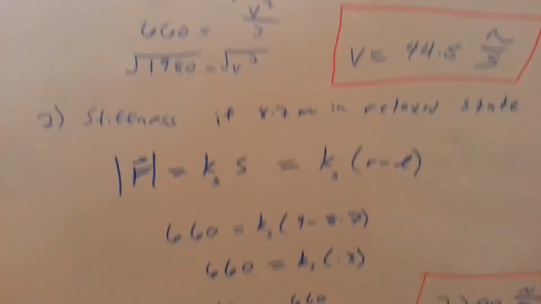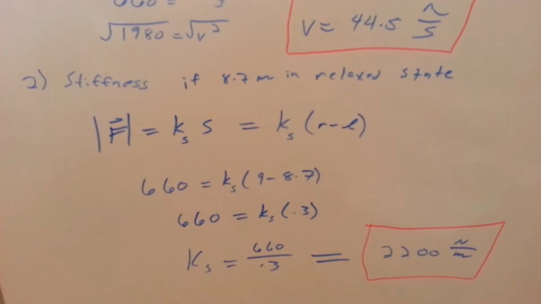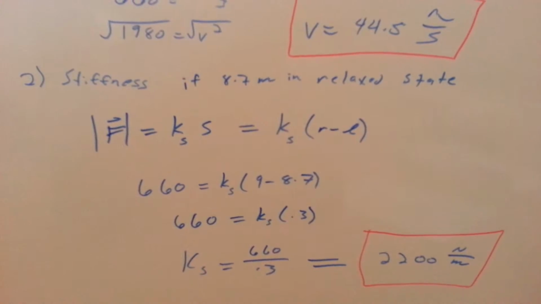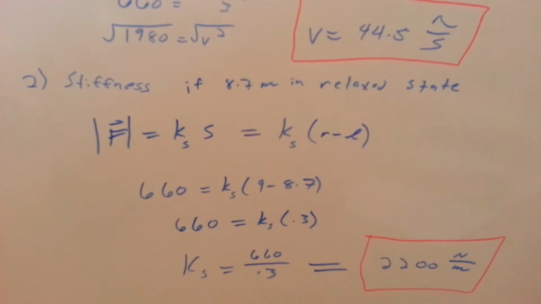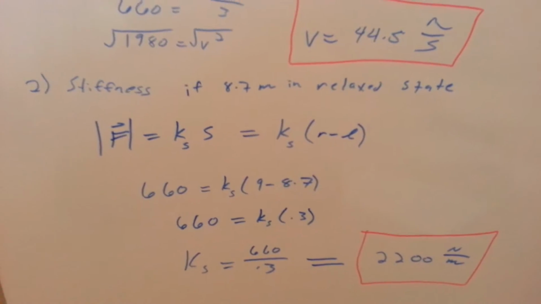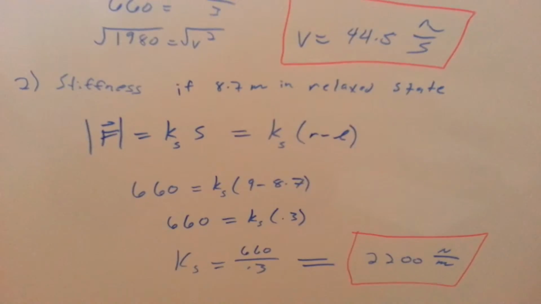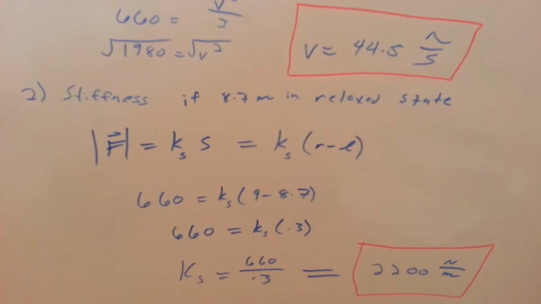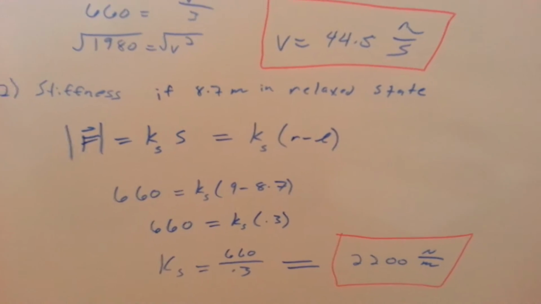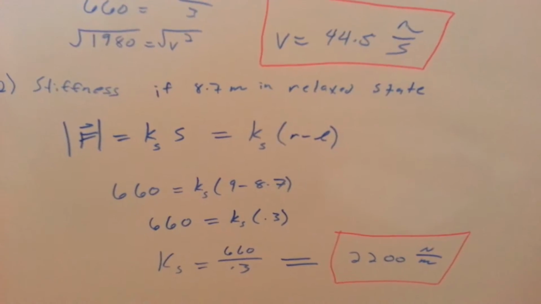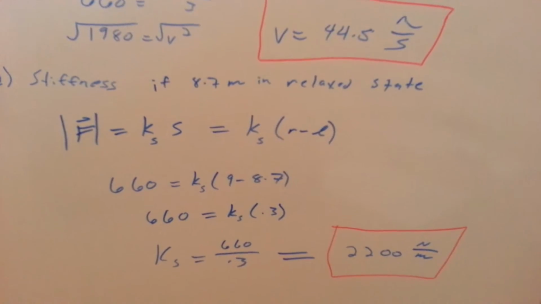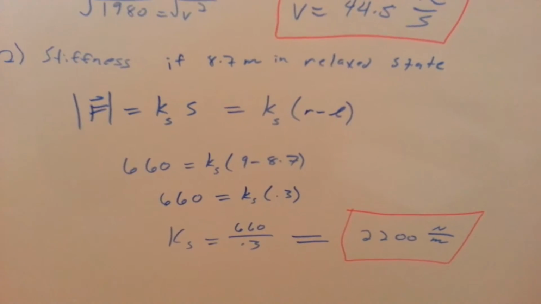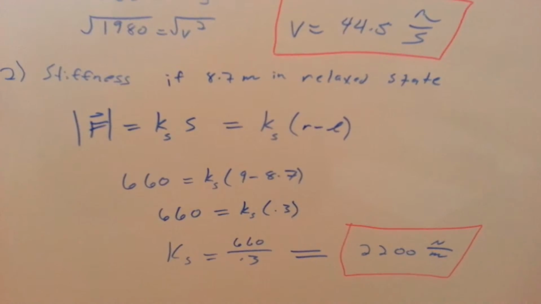Now for step 2. In step 2, we're trying to find the stiffness of the spring. And in the problem, it gives you that in the relaxed state, the spring is 8.7 meters. So you would use your equation: force equals the stiffness times s, which you can rewrite as Ks times the radius minus the relaxed length. From then on, you plug and chug and you get your answer for the stiffness of 2200 newtons per meter.